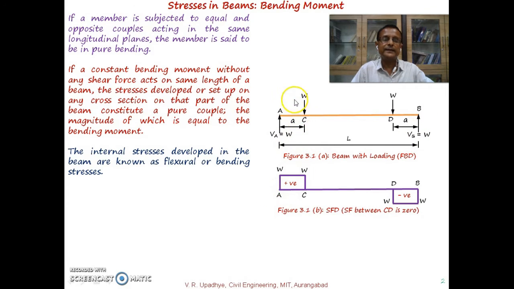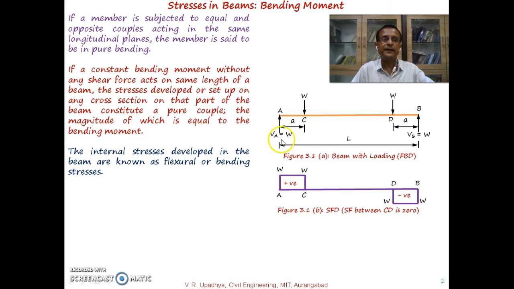If you consider a section in between A and C, and consider the left part of that section, only the reaction acts there, so the magnitude is W. In between A and C there is no other force, so it remains the same. Similarly, if you consider a section in between D and B, and consider the right part of the section, the shear force is again W.